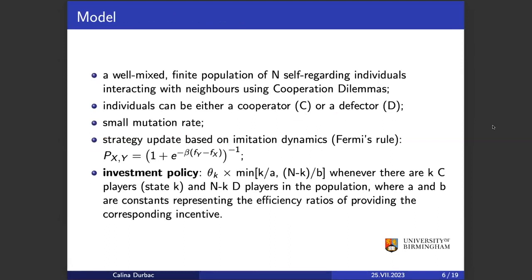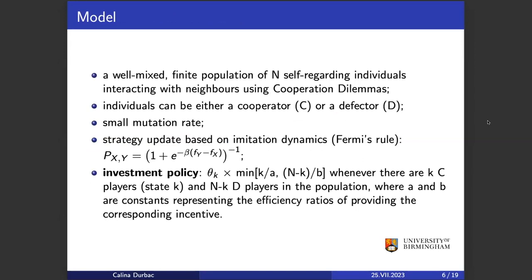Moving on to the model, we've got a well-mixed finite population of n self-regarding individuals, and they interact with their neighbors using cooperation dilemmas. Just as a reminder, a cooperation dilemma is a type of game in which individual rationality leads to collective irrationality. And I will be presenting the cooperation dilemmas we looked at further on in the presentation.